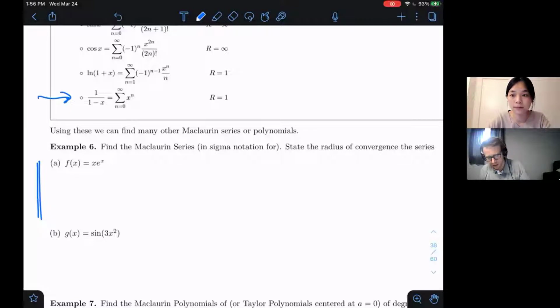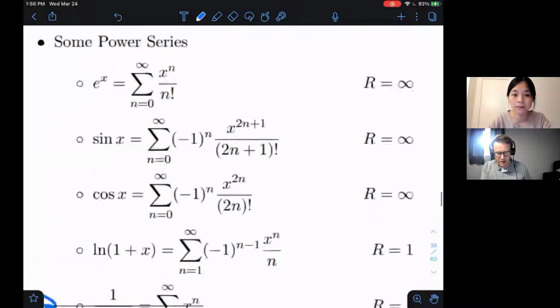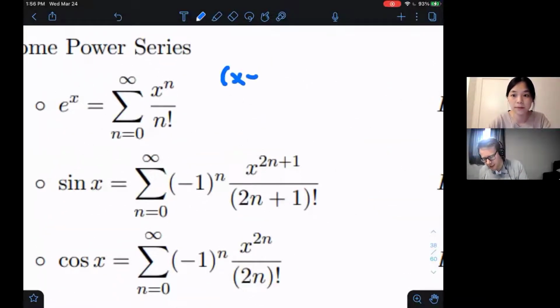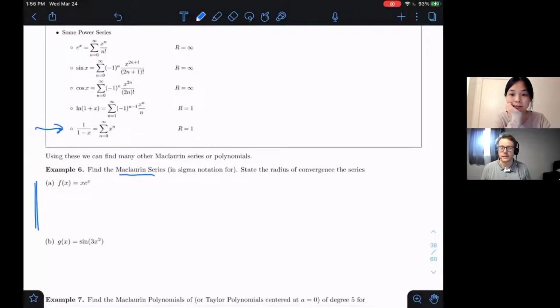So notice when it says Maclaurin series, it means that it's going to be centered about 0. All of these things are centered about 0, right? Because you don't have something like x minus 1 to the n, which would be centered about 1. You have x to the n, or you could write that as x minus 0. So these are Maclaurin series because they're all centered about 0 here. So we want to find the Maclaurin series for x e to the x.